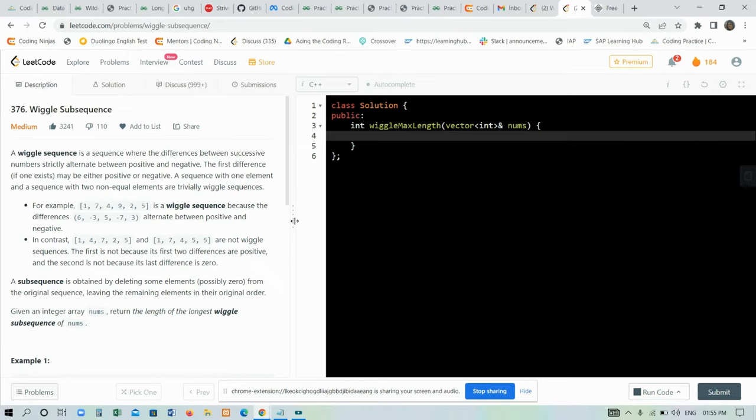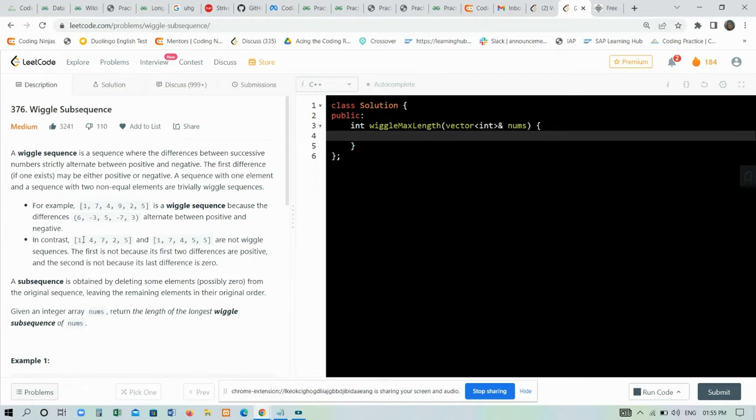So, a sequence with one element and a sequence with two non-equal elements are trivially wiggle sequences. For example, the given array 1, 7, 4, 9, 2, 5 is a wiggle sequence because the differences 6, minus 3, 5, minus 7 and 3 alternate between positive and negative.